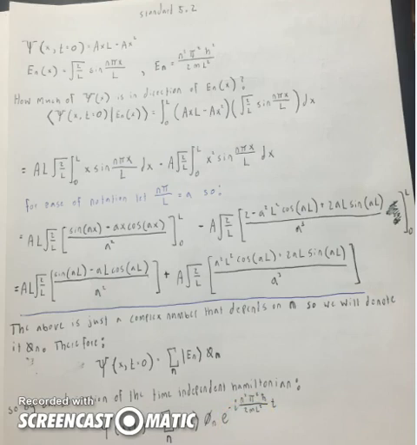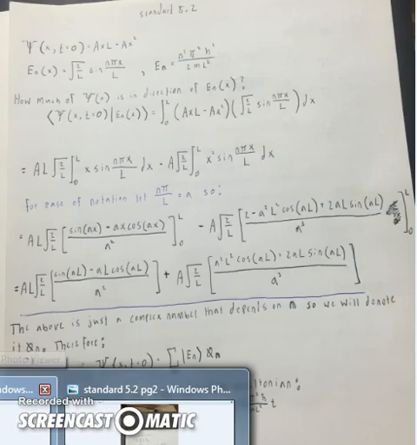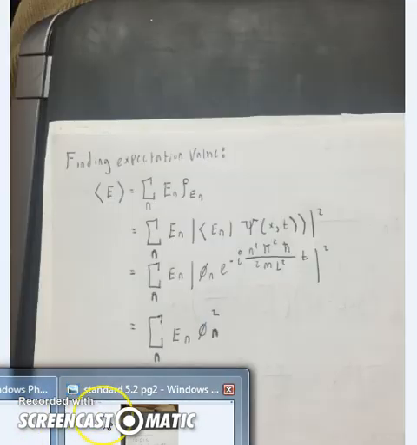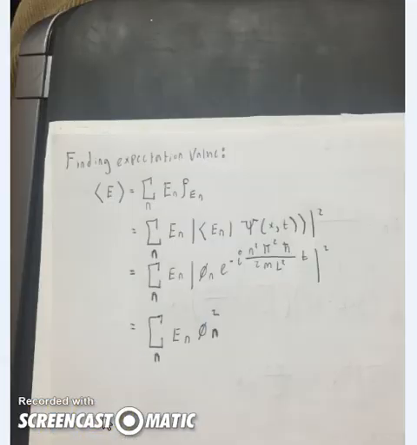Now what it asks us to do is calculate the expectation value for energy. So we know that the expectation value for the energy is going to be the sum of all the possible energies times the probability of measuring that energy, which is what we just found. So, sorry, that's not what we just found. We found our time evolved state.